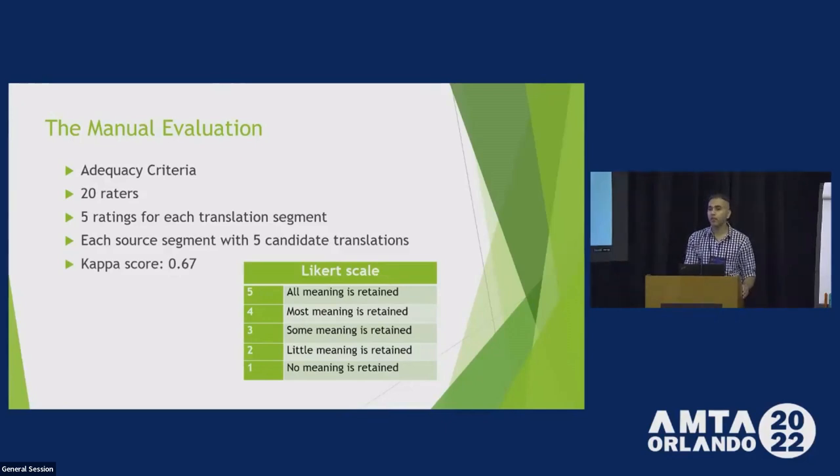And then for all the manual evaluation scores, we calculated a weighted kappa metric to calculate the kappa score, and we had a good agreement of 0.67.